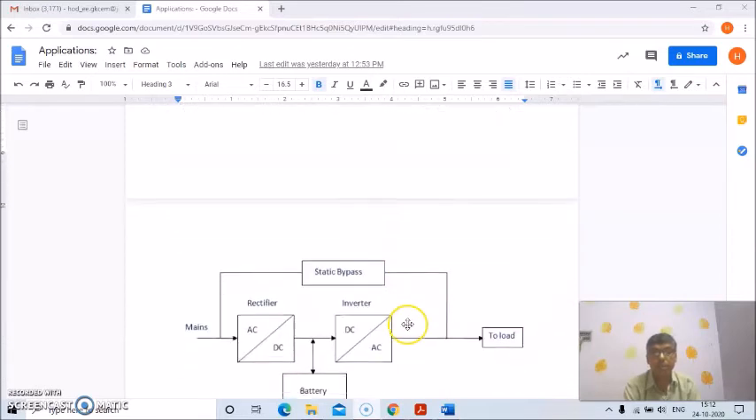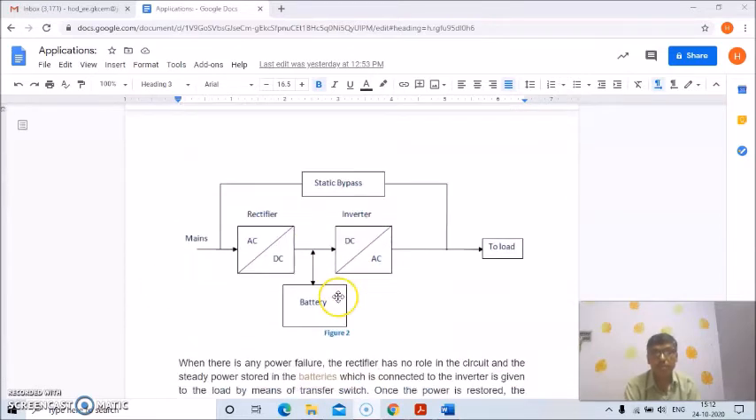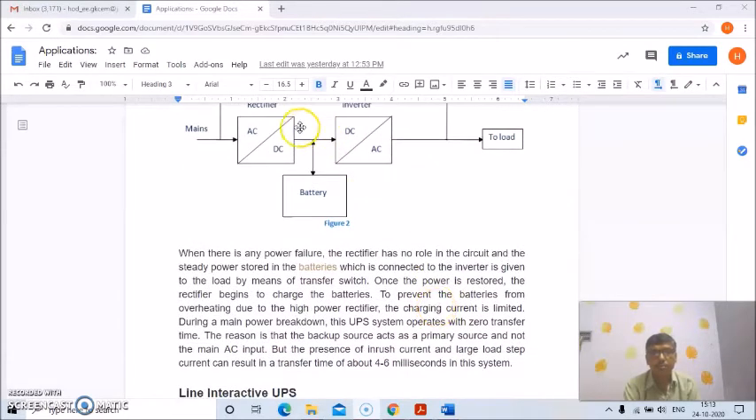In the block diagram here, this is a rectifier unit which is converting AC to DC, and this DC is stored in the battery. During a failure, this DC will be given to the inverter as input, and the output AC is supplied to the load. If you want to bypass this system, this is a static bypass system. Because of the two converters and the cooling system, the unit is a bit costly, and the charging current should be limited to get rid of overheating.